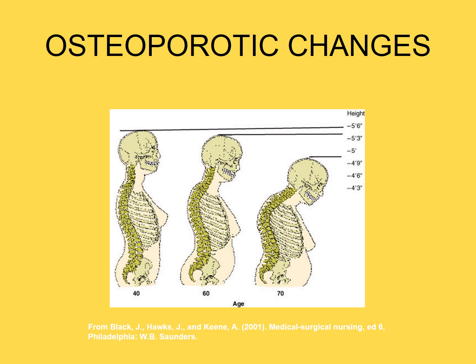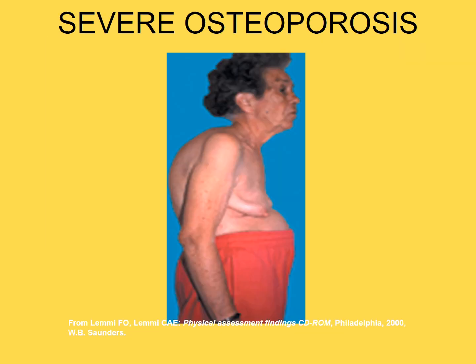And then you will see pathologic fractures, and you see an appearance of thin, porous bone when you do an x-ray. Next slide. So this is severe osteoporosis. So these individuals, they have a risk for injury, right?